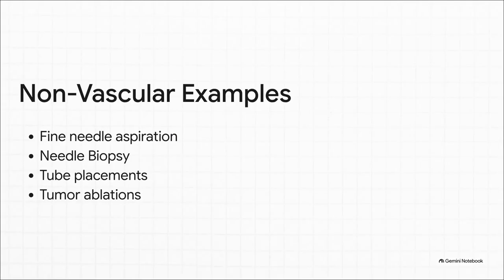So what does this look like in your coding queue? Let's check out some key clinical examples for non-vascular IR. We have fine needle aspirations, or FNAs, and needle biopsies, both used for extracting tissue samples for diagnosis. We've got drainage tube placements, which are super common for clearing out an abscess or unwanted fluid from a body cavity. And of course, tumor ablations, which use energy to destroy tumors sitting right there in solid organs.